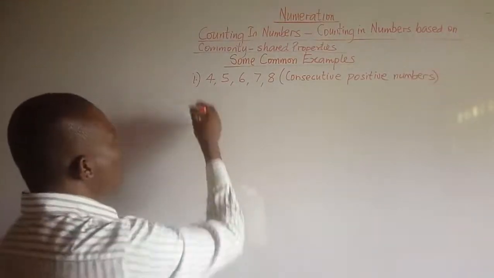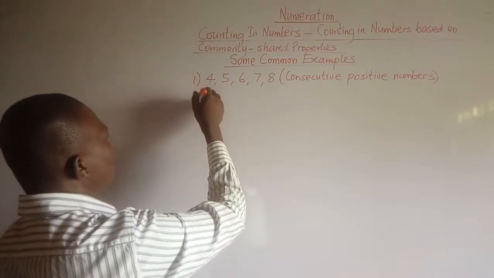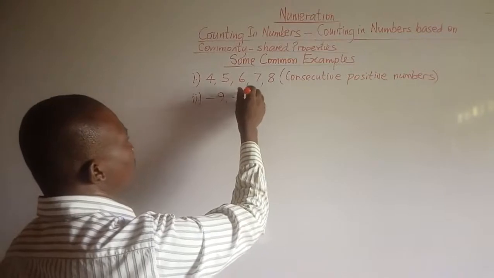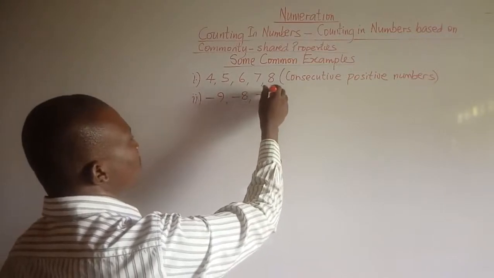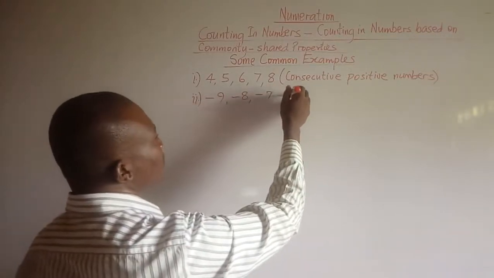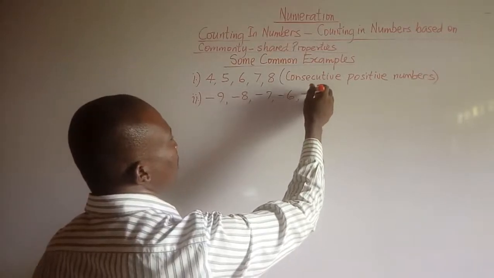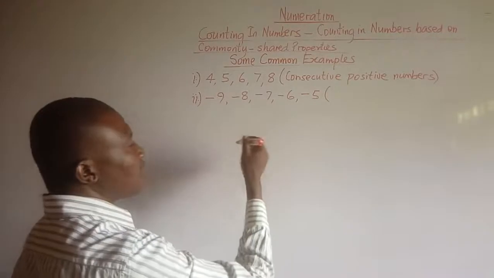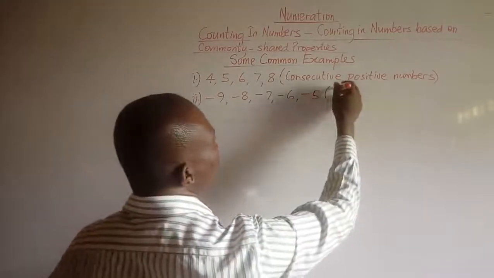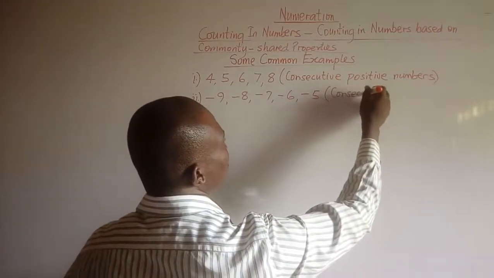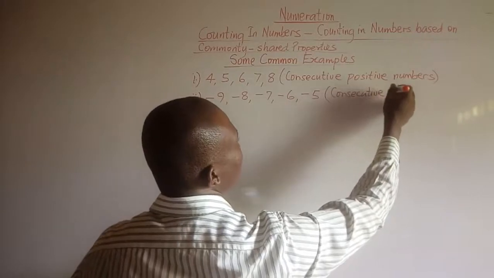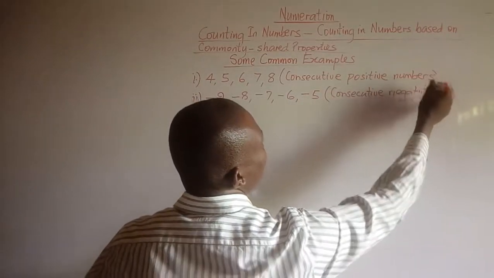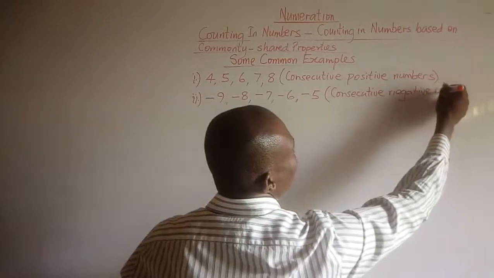You can also have -9, -8, -7, -6, and -5. These numbers in this sequence form consecutive, negative numbers.